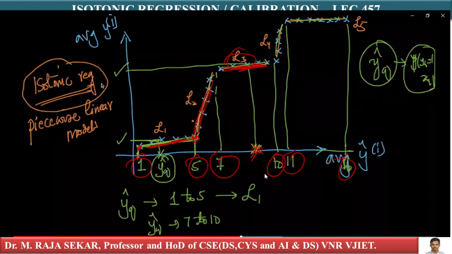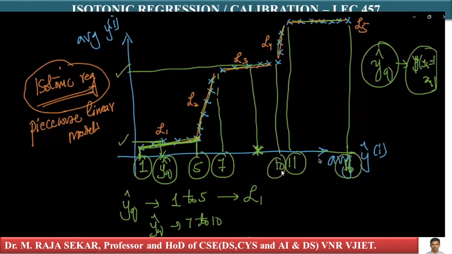So the core idea is, again, it is an optimization problem. I want to minimize these gaps. These crosses are my data points, and I want to minimize the gaps between the predicted value and my observed value. These cross marks are my observed values.